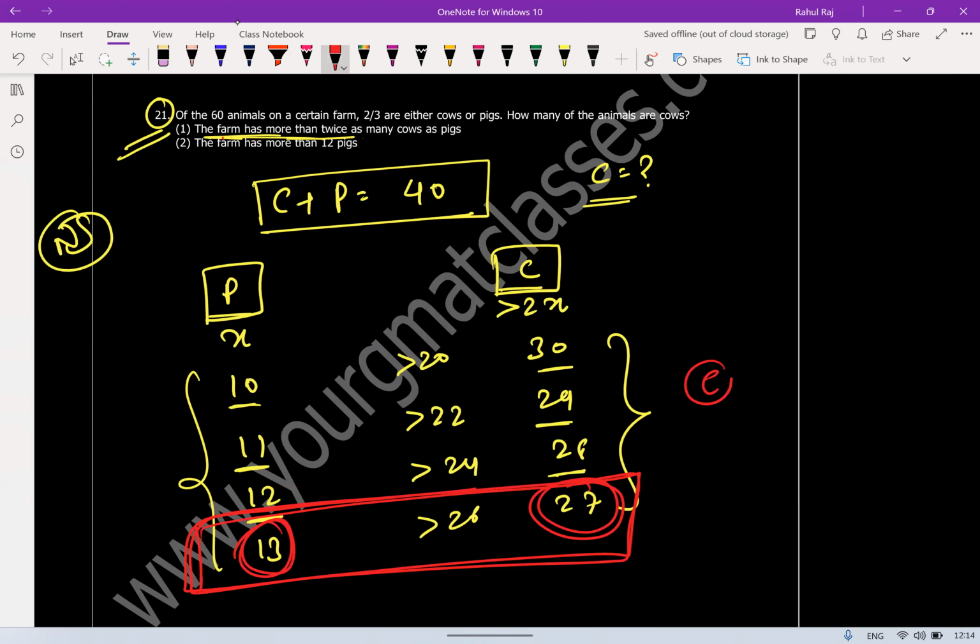Diksha, is this clear? Any problem here, Rahul? No.